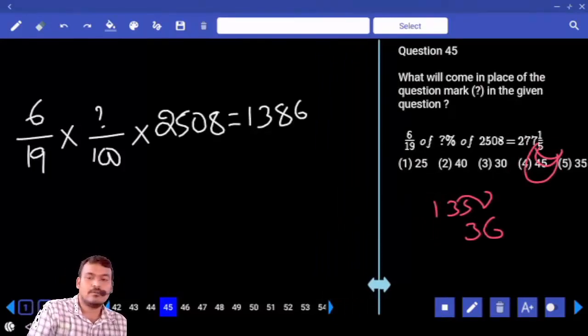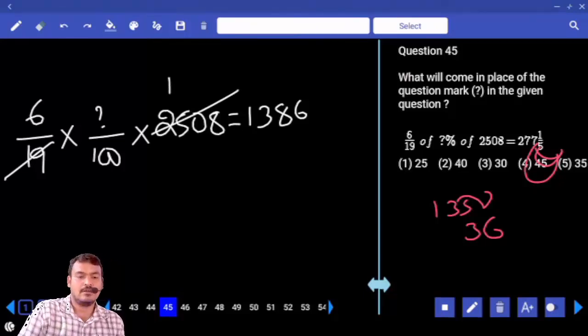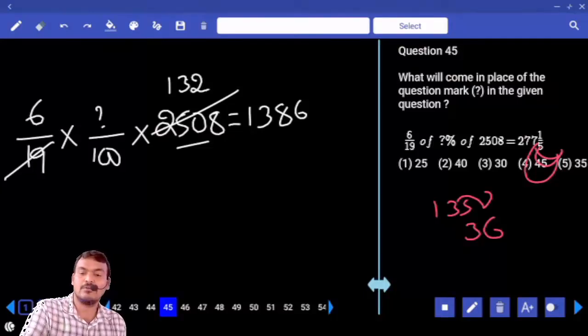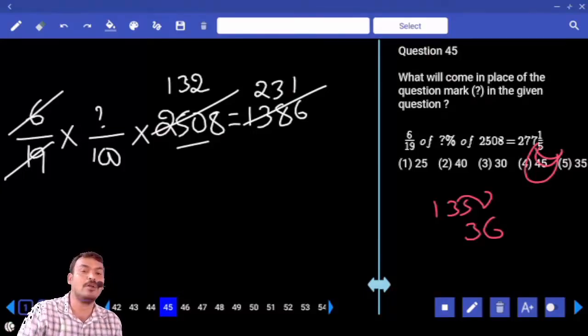Directly, 19 how many times? 2508. 19 ones are 19. What is the remaining value? 60. How many times? 3 times. What is the remaining value? 38. How many times? 2 times or not? Next 6 how many times? 138. 6 2s are again 2 times. Okay. 6 3s are again 1 time or not? Next, any other cancellations?